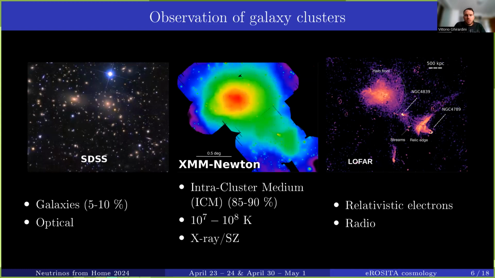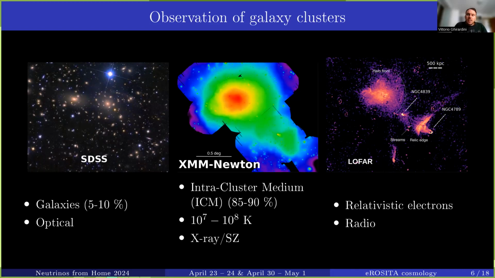Coming back to our friends, galaxy clusters, there are many different and interesting ways in which we can detect and study them. For example, there is optical, which is the traditional method in which galaxy clusters were found. However, the matter that emits in optical represents only 5 to 10% of the matter we can study in the universe, the baryonic matter.